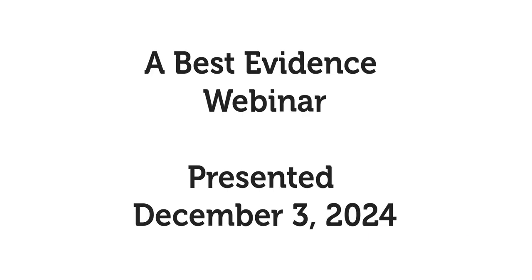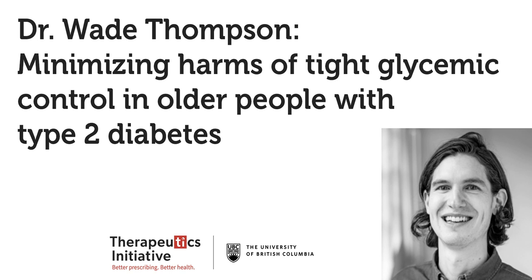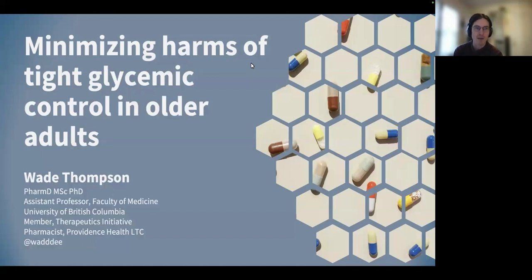We're going to be talking about glycemic control and type 2 diabetes management in older adults. My name's Wade. I'm one of the members of the Therapeutics Initiative, assistant professor in the Faculty of Medicine at UBC, and I'm a pharmacist as well. So I practice in long-term care here in Vancouver. And I'm joining you today from Vancouver, the territory of the Musqueam people. So let's get started.